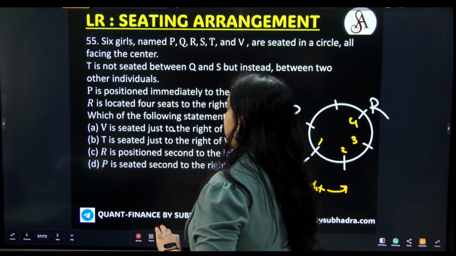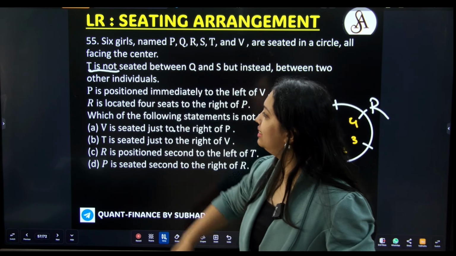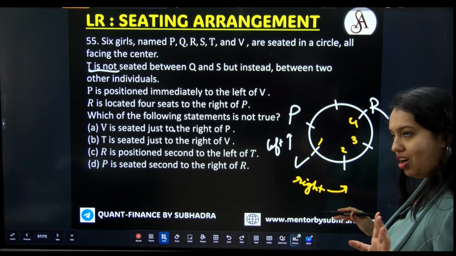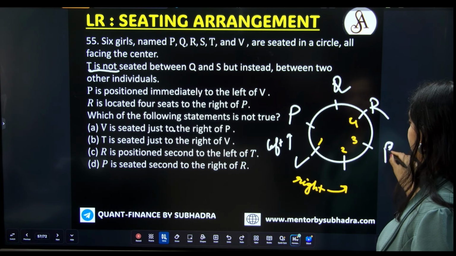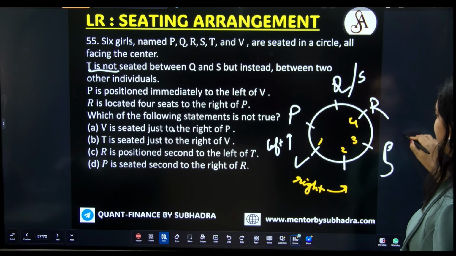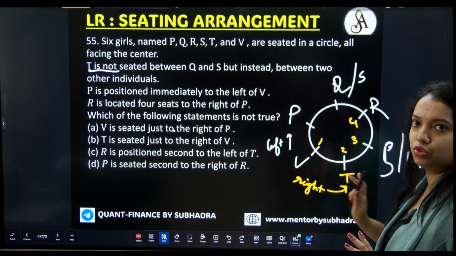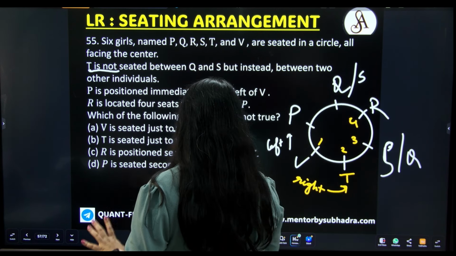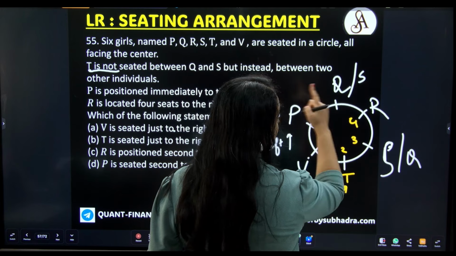If you have understood this, let's go back and read this. T is not seated between Q and S. If T is not sitting between Q and S, I can place Q and S somewhat over here, or I can even interchange them. This will be S, this will be Q, because T has to be away. So this is where T is. This is my arrangement. The only people whose location I do not know for sure are Q and S.